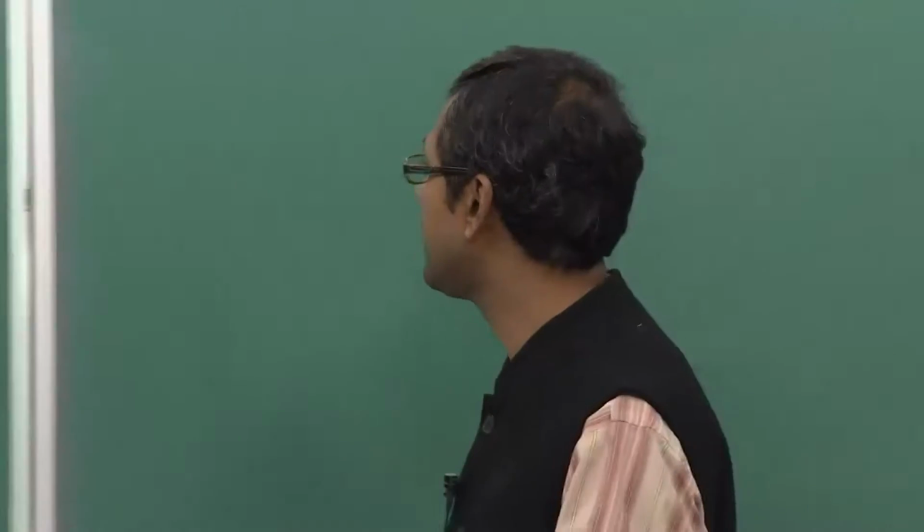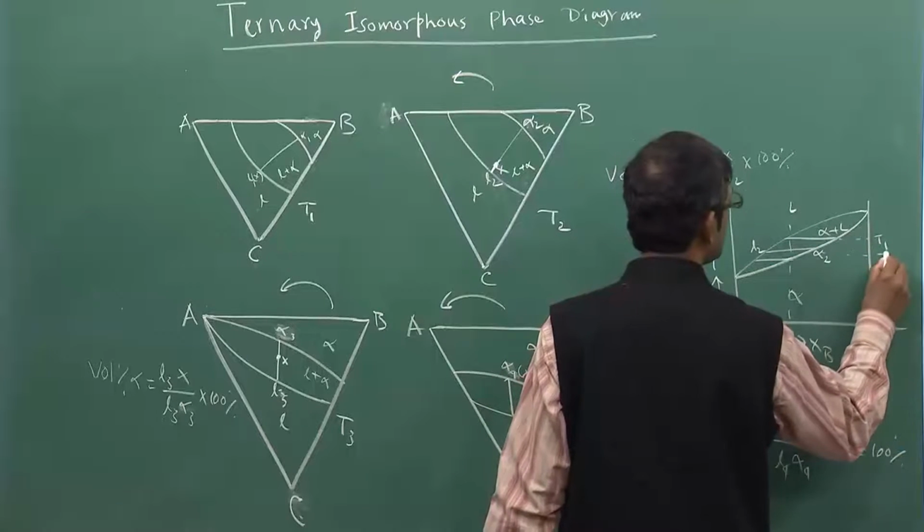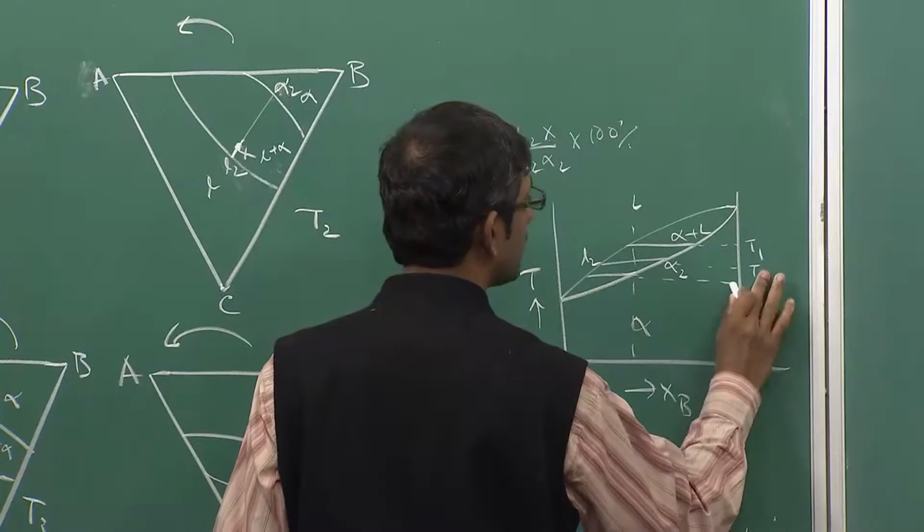Therefore, at every temperature, if you form a solid, it will remain at that composition. It will not get homogenized with the next solid. Let me explain this by taking this picture, a very nice picture here. What I mean to say is that this is suppose T1, this is T2, and this is T3.